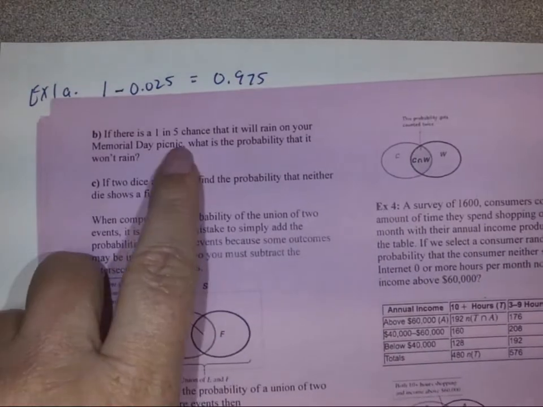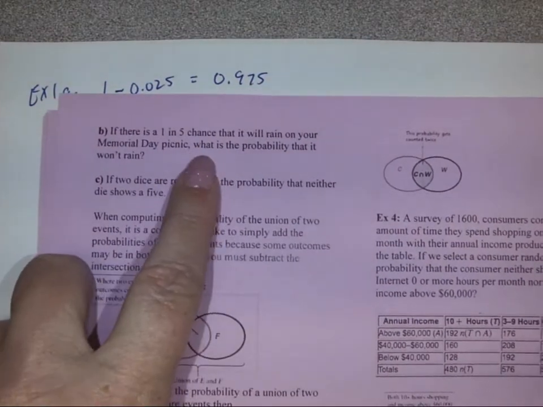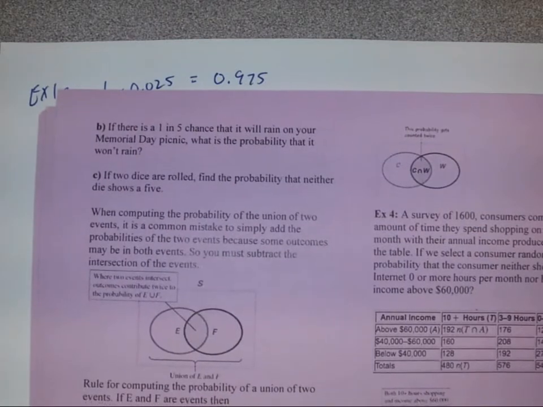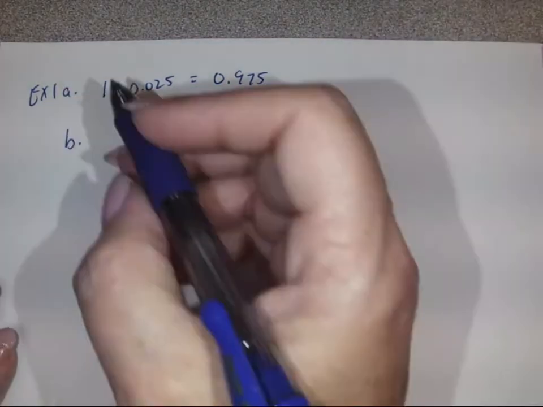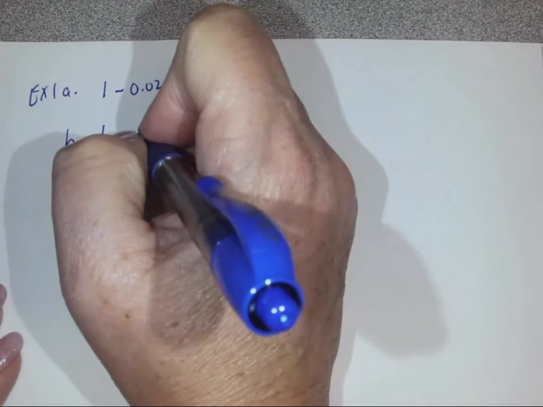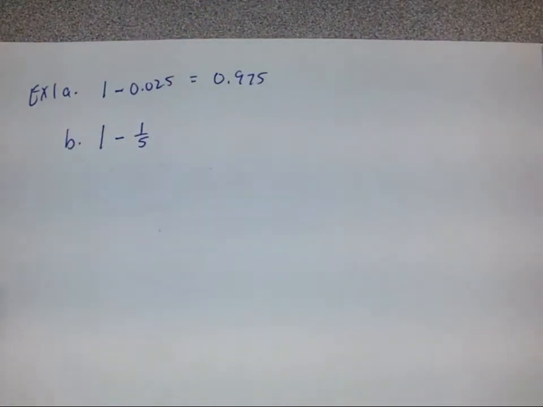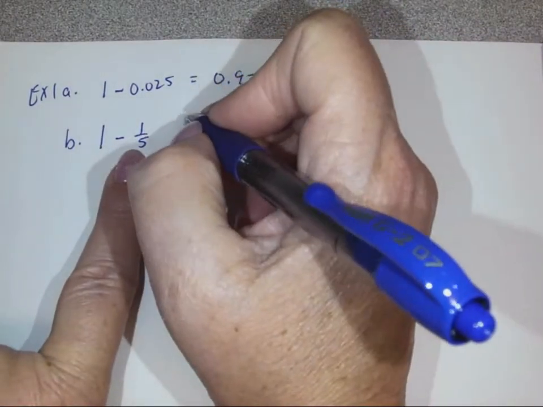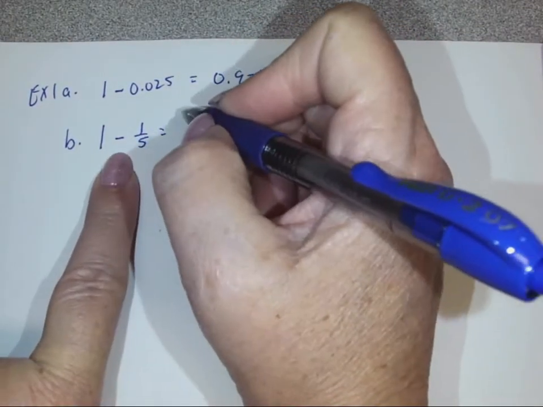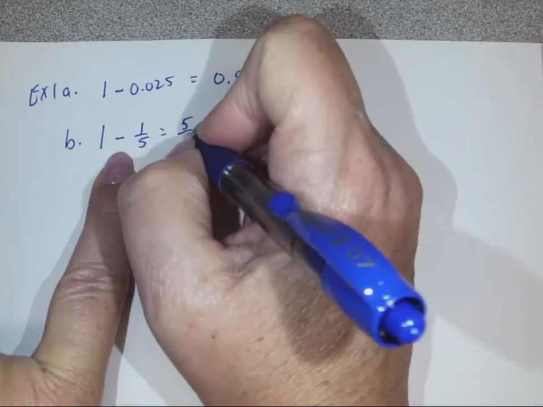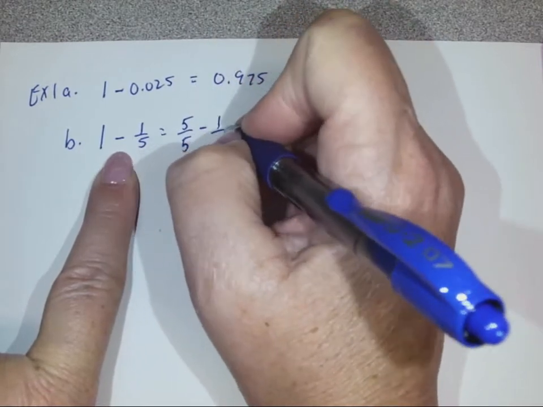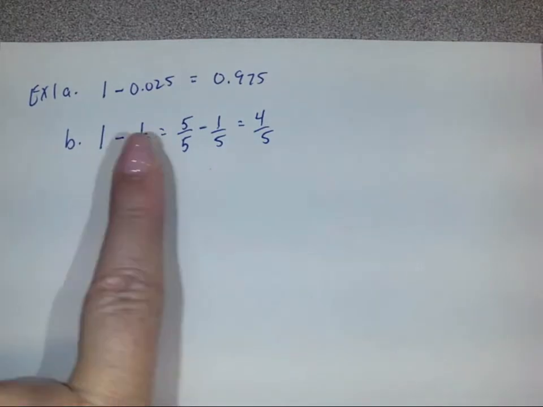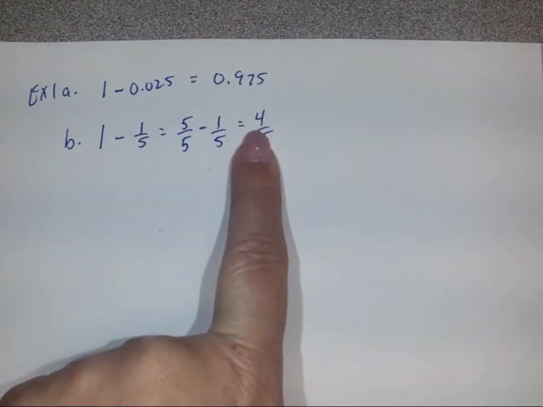All right, let's look at B. If there is a 1 in 5 chance that it will rain on your Memorial Day picnic, what is the probability that it won't rain? Well, it's going to be 1 minus 1 out of 5, because there's a 1 in 5 chance, so that's 1 over 5. I need to make common denominators to subtract the fractions, so 1 will look like 5 over 5, minus 1 over 5 will get us 4 out of 5. So there's a 4 out of 5 chance that it won't rain.